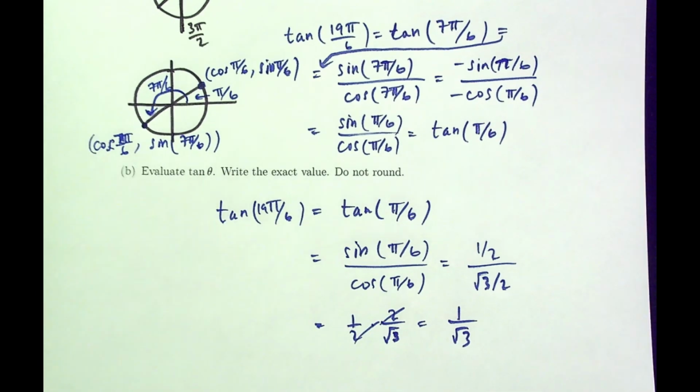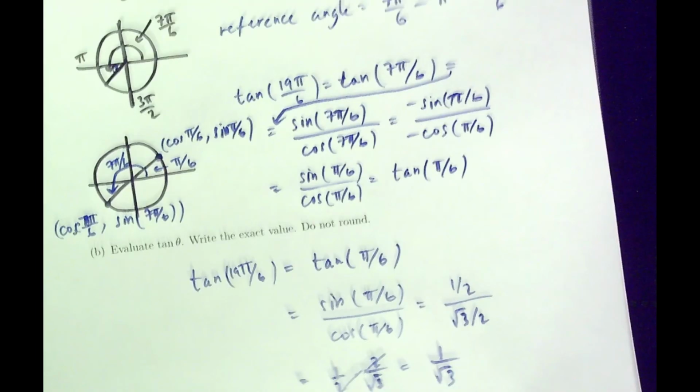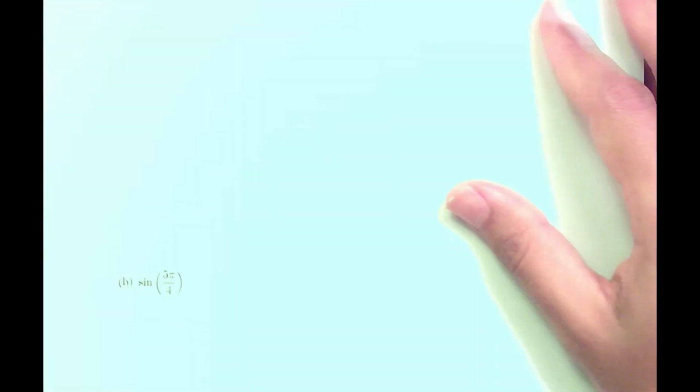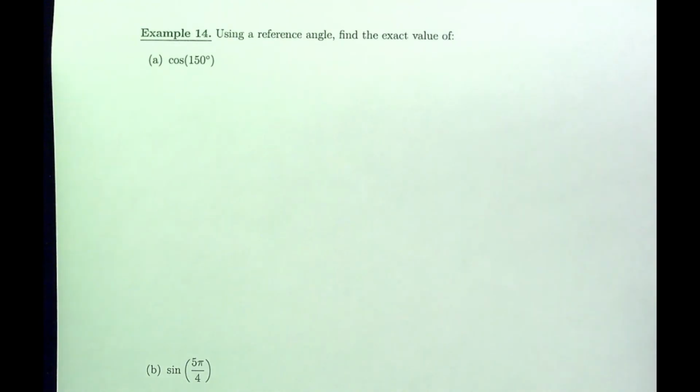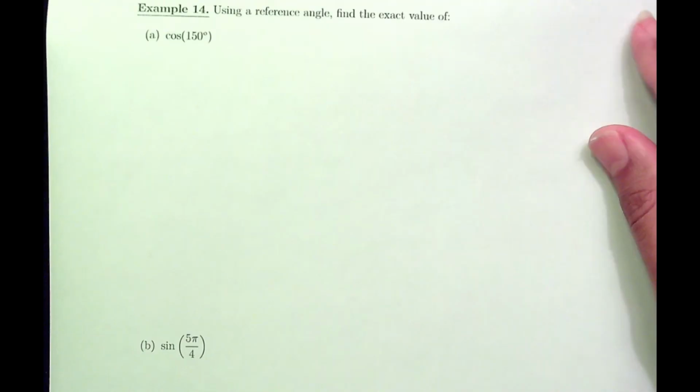Okay, and here's the last example. Now really, you should try the very last one. Using the reference angle, find the exact value of cosine of 150 and the exact value of sine of 5 pi over 4. Okay, pause the video and give it a shot. And assuming that you did that, let's go back here and do it.